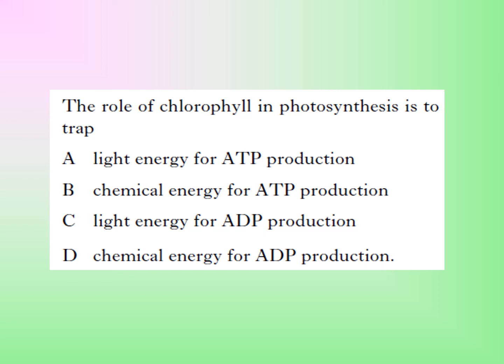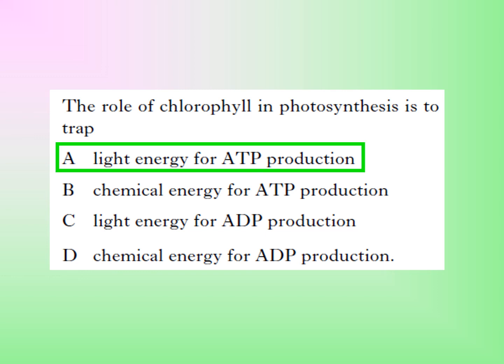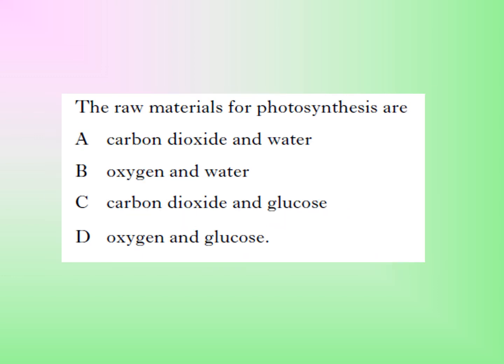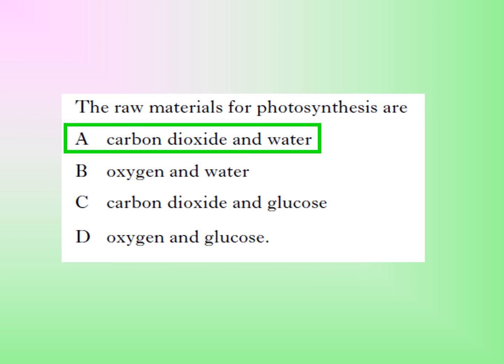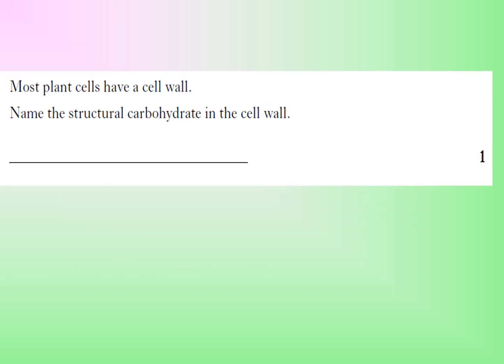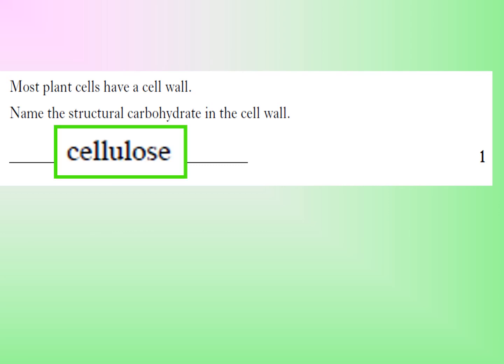The role of chlorophyll in photosynthesis is to trap light energy to make ATP. The raw materials for photosynthesis are, what two things do you need? We need carbon dioxide and water. Most plant cells have a cell wall. Name the structural carbohydrate in the cell wall that the glucose molecules can join together to make. Cellulose.